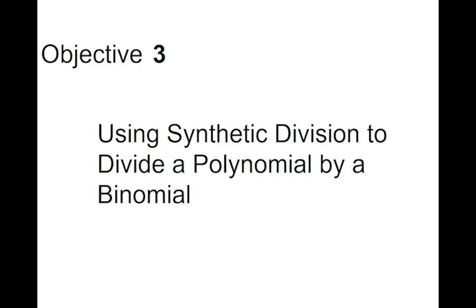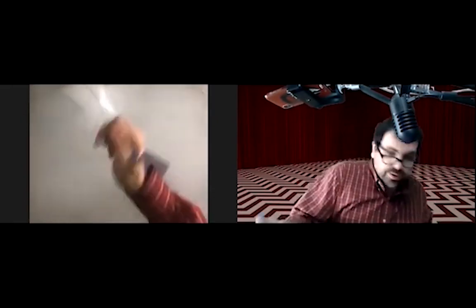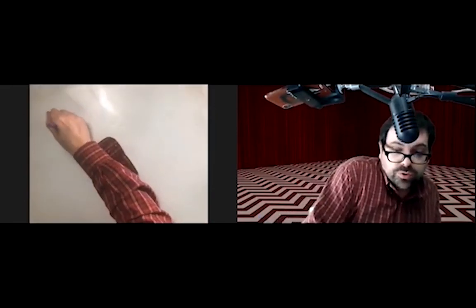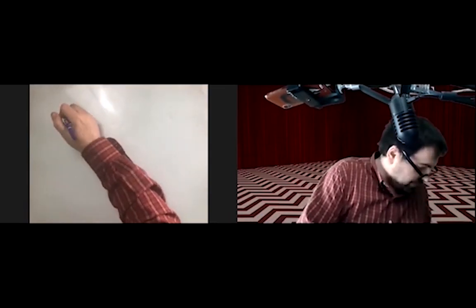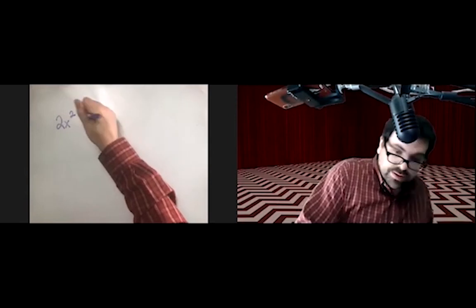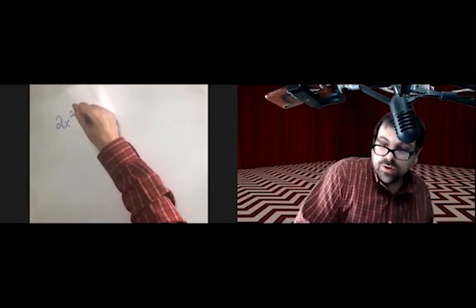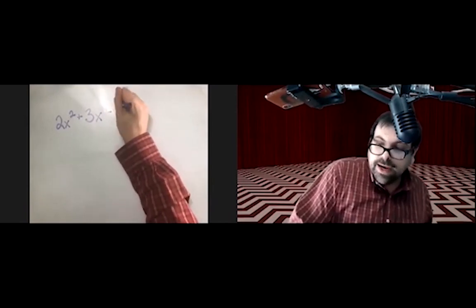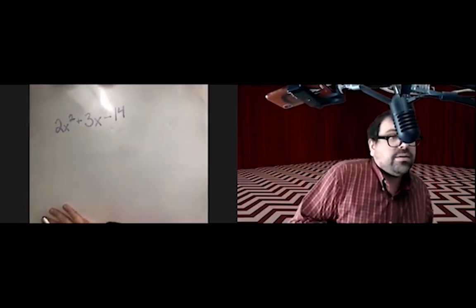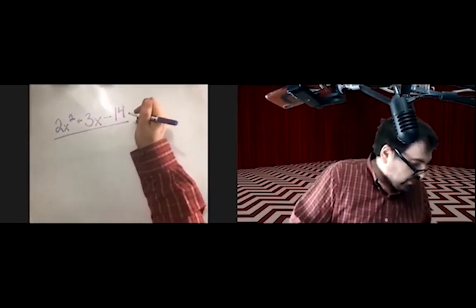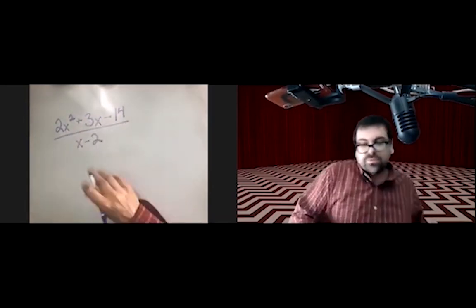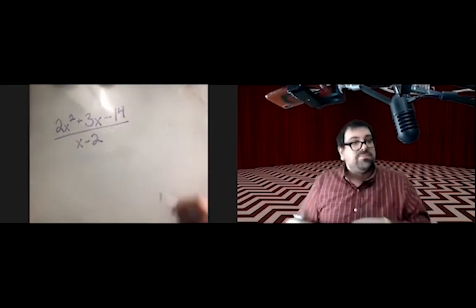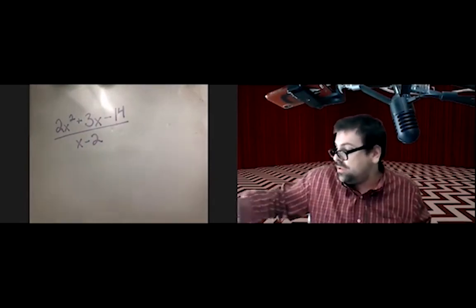Now, objective 3 in this topic is using synthetic division to divide a polynomial by a binomial. Two x squared plus 3x minus 14, all over x minus 2. Since we're dividing by x minus 2, we can't do the split up method. We have to do long division.